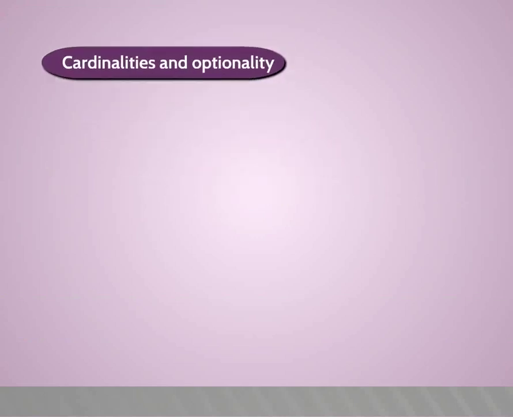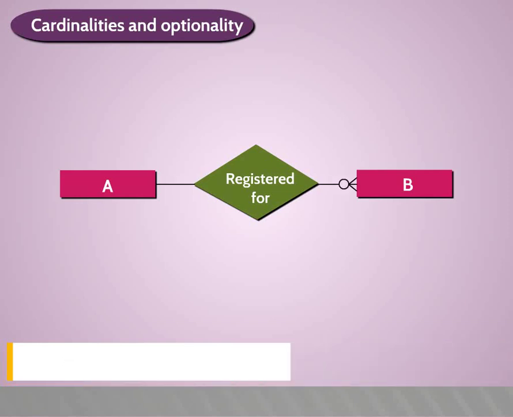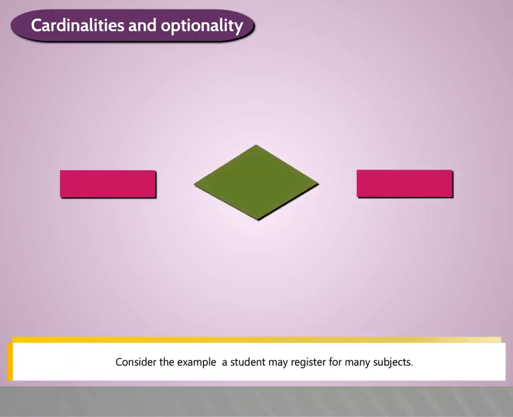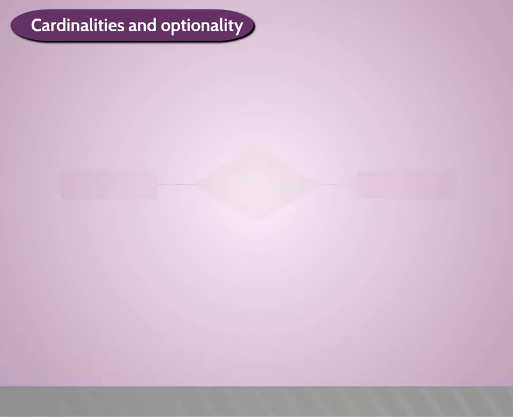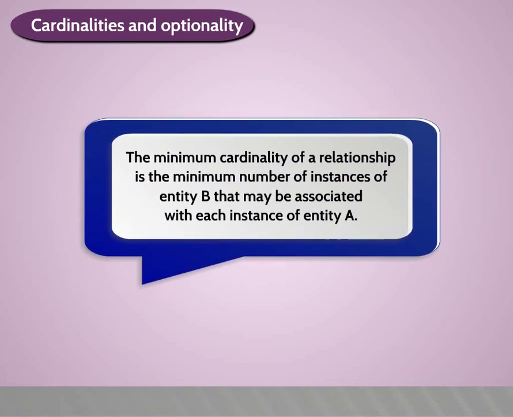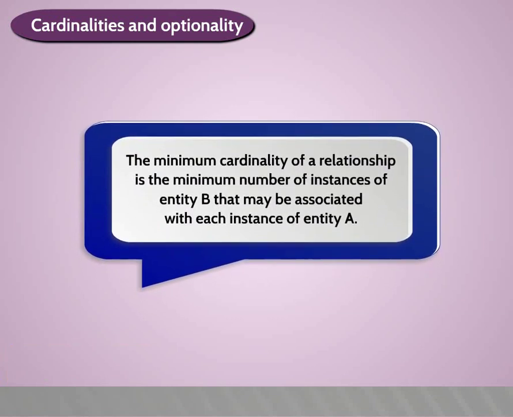Cardinalities and optionality. Suppose that there are two entity types A and B that are connected by a relationship. The cardinality of a relationship is the number of instances of entity B that can be associated with each instance of entity A. Consider the example: a student may register for many subjects. The minimum cardinality of a relationship is the minimum number of instances of entity B that may be associated with each instance of entity A.